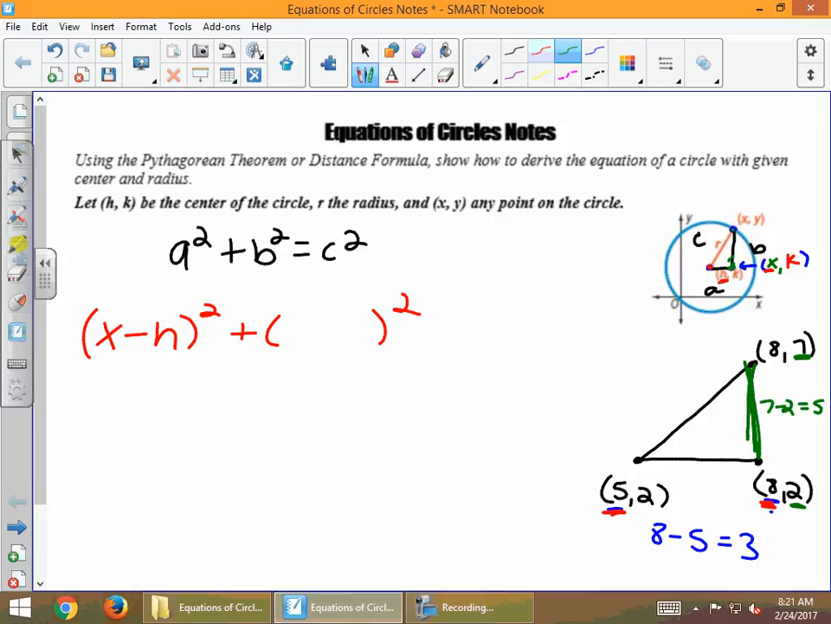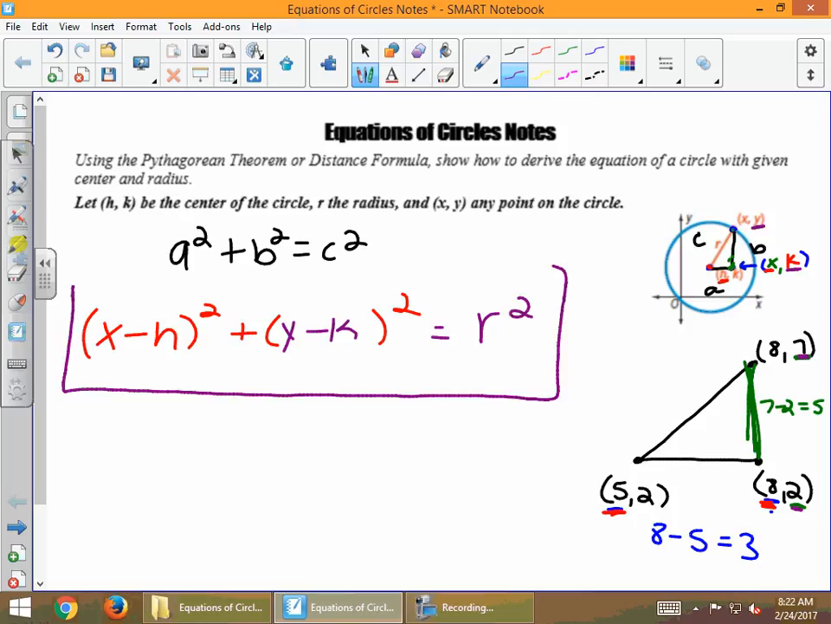We would repeat the same process with this triangle. Just like we did here, big y minus the small y. To find our b, we're going to do y minus k. And then our c, we said, is acting as the radius, which is r. So it'd be c squared, r squared. And that's how you come up with the equation of the circle.